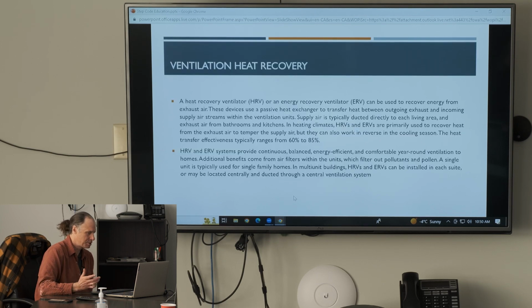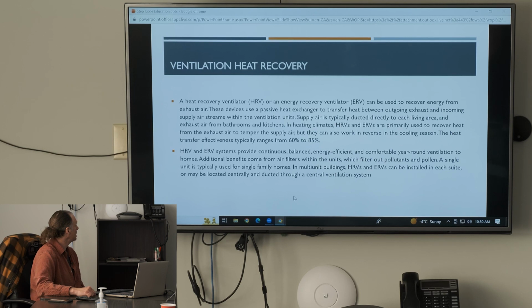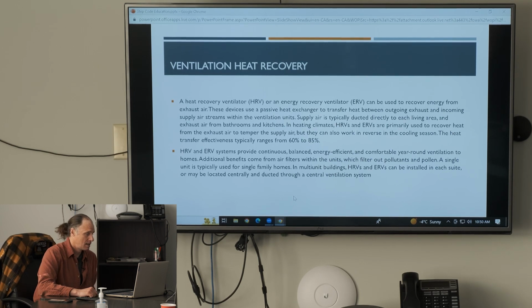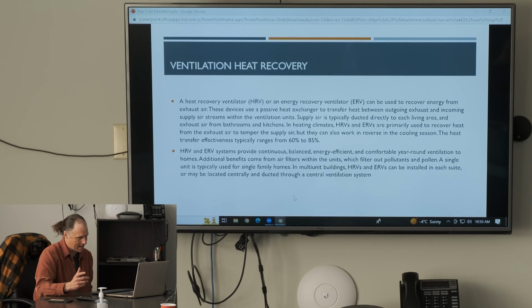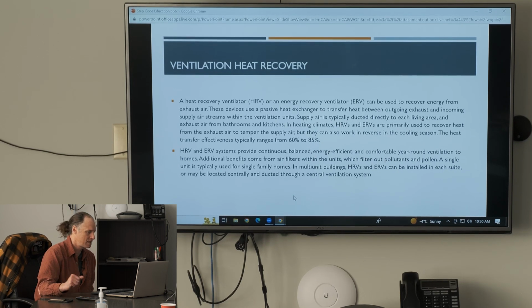So, ventilation heat recovery ventilator, HRV, or an energy recovery ventilator, ERV, can be used to recover energy from exhaust air. These devices use a passive heat exchanger to transfer heat between outgoing exhaust and incoming supply air streams within the ventilation units. Supply air is typically ducted directly to each living area and exhaust air from bathrooms and kitchens.